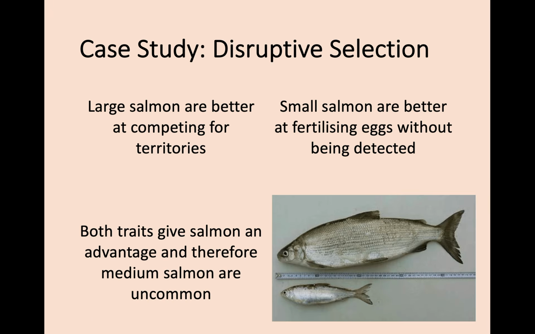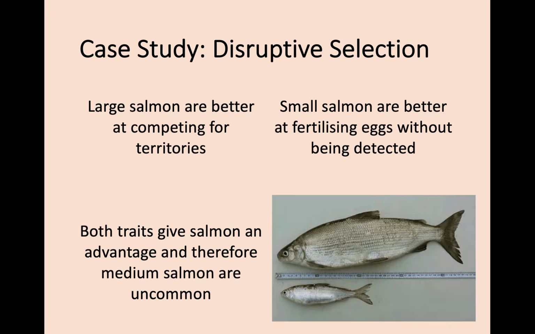So again, we're going to look at an example here, and the one we're going to look at is salmon. In salmon, if you're a large size salmon, you're better at competing for territories, but if you're a small salmon, you're better at fertilizing eggs without being detected, without being attacked or chased off by another salmon. So it's advantageous to be large, but it's also advantageous to be small as well.